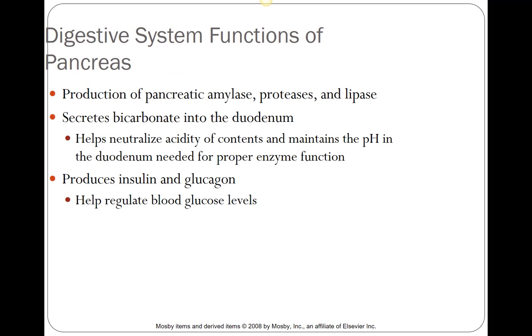The pancreas has a function in the endocrine system for making things like insulin, but it's also very important in making those digestive enzymes we talked about: the amylase, the proteinases, and the lipases. These are all secreted into the duodenum to help break down food into its individual nutrients to be absorbed by those microvilli. It also produces bicarbonate, which helps to protect the duodenum from acid that's coming out of the stomach. And I said it makes the insulin and the glucagon also.